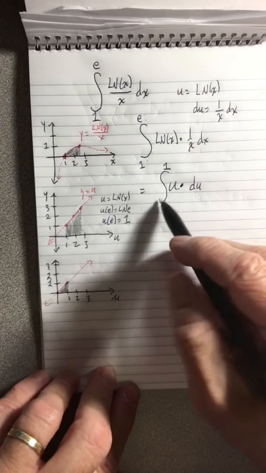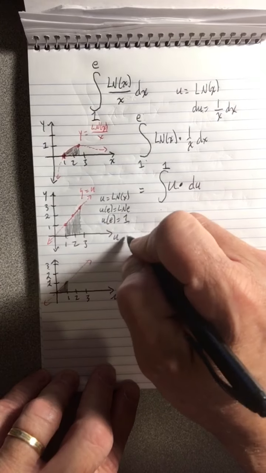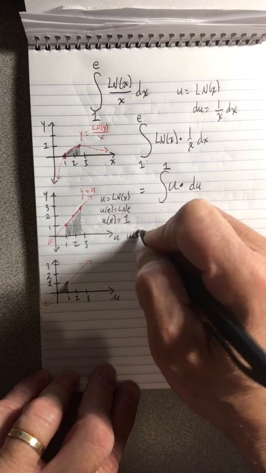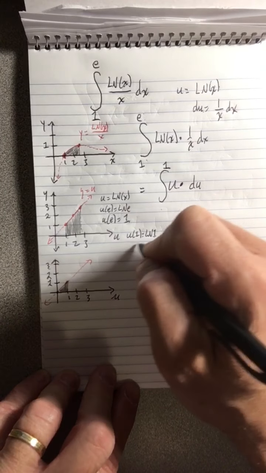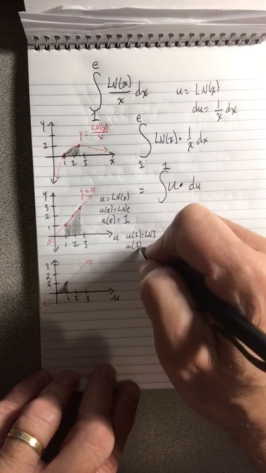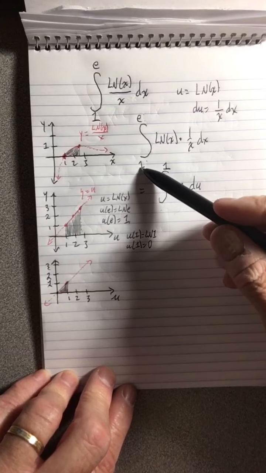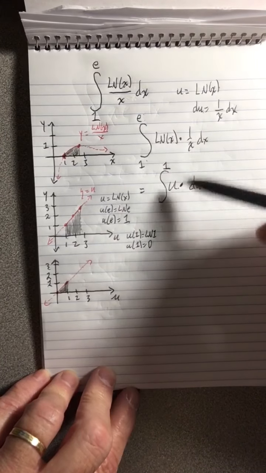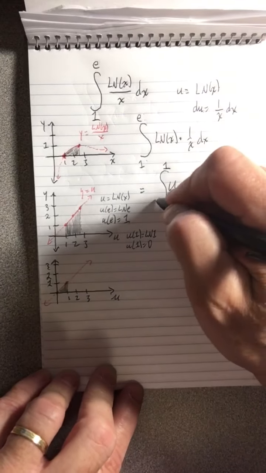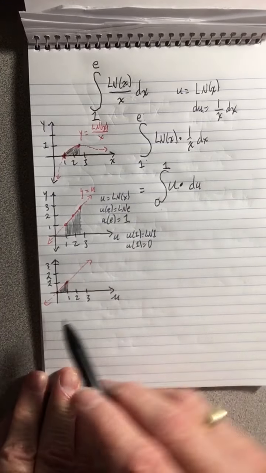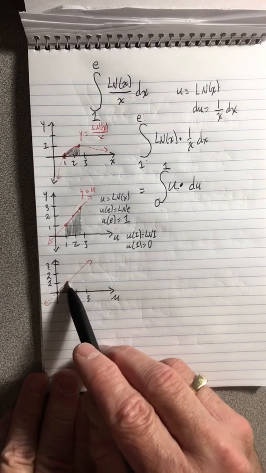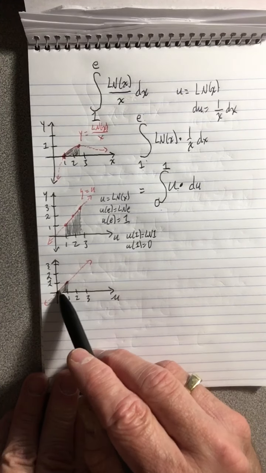What about at 1? Well, it's the same thing. If I want to know u of 1, I put in 1 for the x, and I get the natural log of 1, which of course we all know is 0. So this 1, when we switch to u-talk, corresponds to 0. Now let's look at the area under this curve now from 0 to 1. See, from 0 to 1, look, we have this nice little perfect triangle.